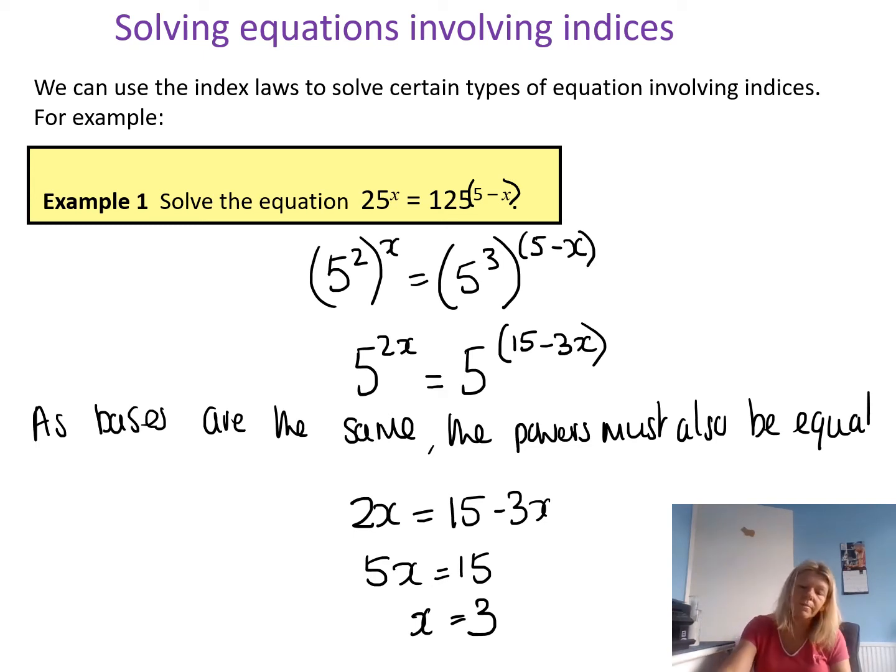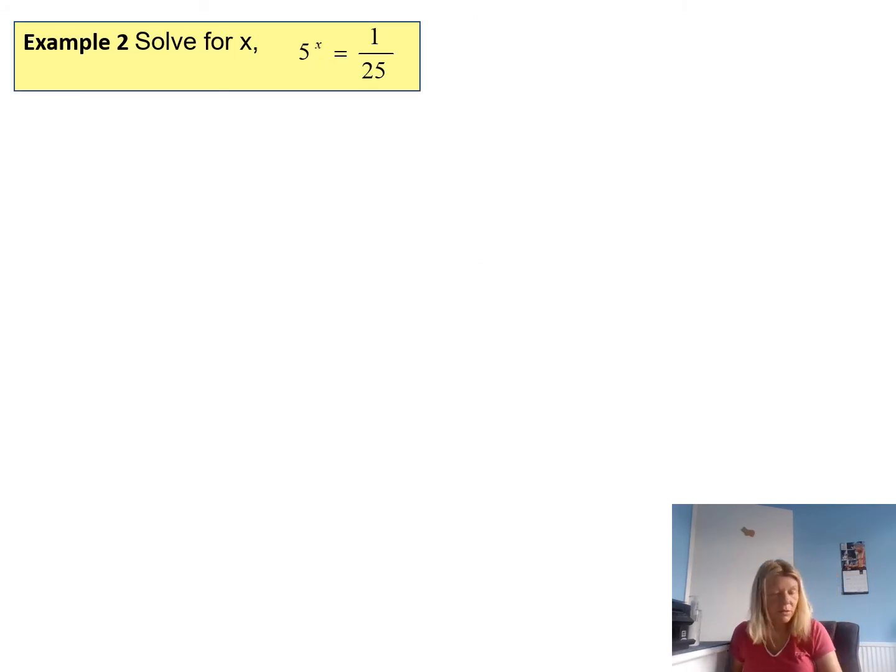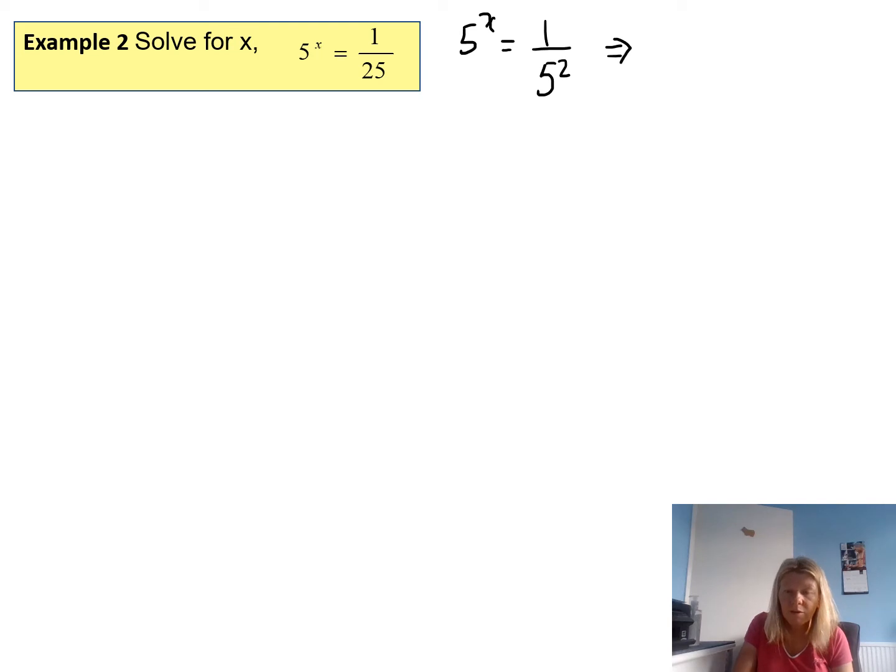Okay, next question. A little one here, which is fairly simple. Again, we'll write this as powers of 5. So 5 to the power x equals 1 over 5 squared. Then we can bring that to the top. So I'll put that implies 5 to the x equals 5 to the power minus 2. Because the bases are the same, the powers must be equal. So therefore we know that x must equal minus 2.